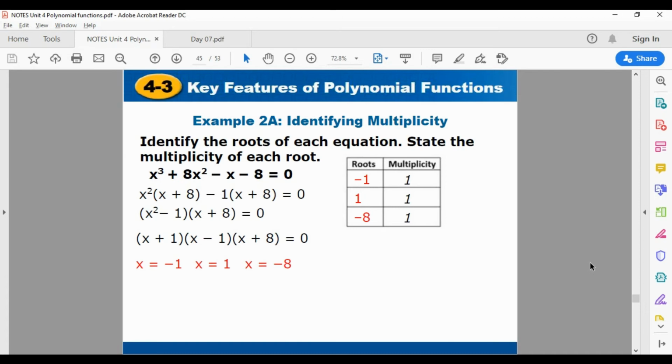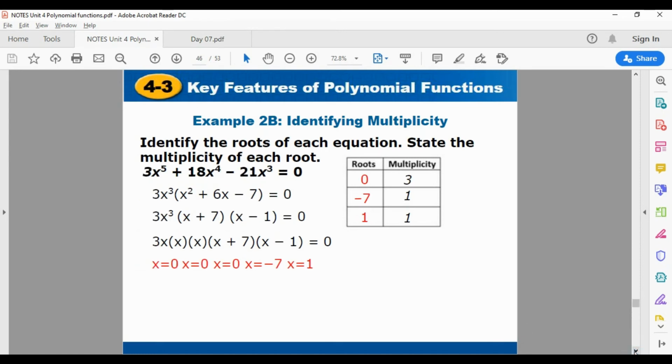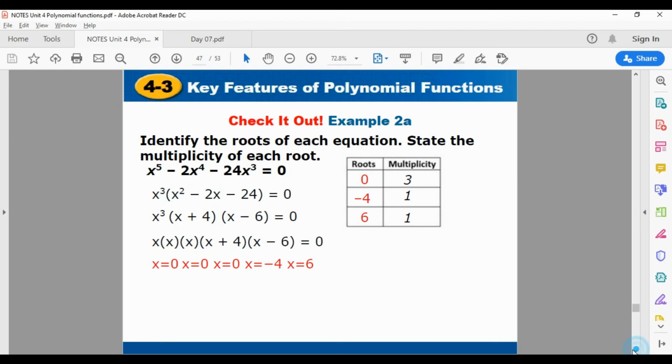Okay, so now determine the roots of each equation and multiply by each root. And so you should have come up with these answers here. Feel free to try this one on your own. Here's another one that you can try on your own.